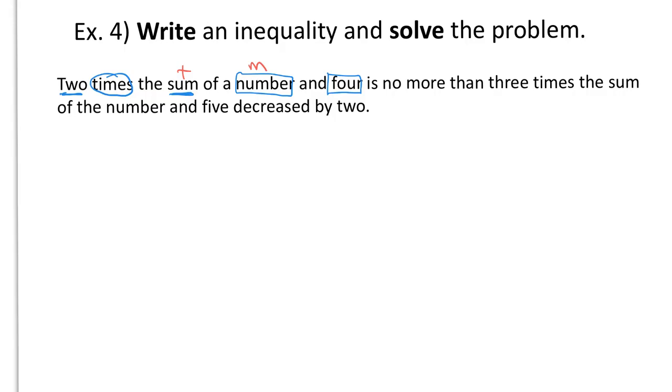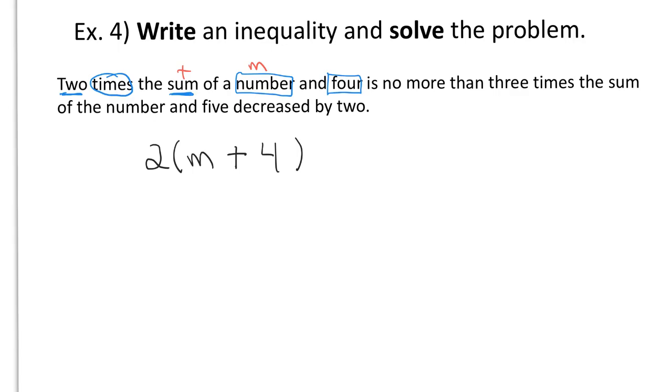So how do you actually set that up? So I am going to multiply 2 times the sum. So that means I need parentheses with the sum. So there's the sum, and I'm going to multiply by 2. 2 times the sum. Now the sum of what? We have the sum of the number, which is M, and 4. So I'm going to put a 4 right here. So that's the first part.